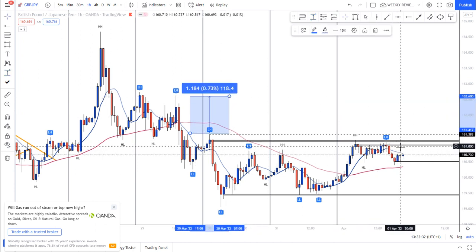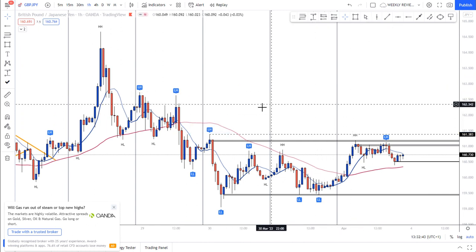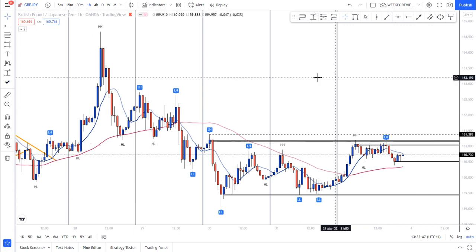But we get a break around here. We look at these zones as well. We might think, no, we're 5 pips away. We might get a rejection and a push back down. These are the thoughts that will go through your mind and help you make decisions. Well, I hope I've explained that well enough.